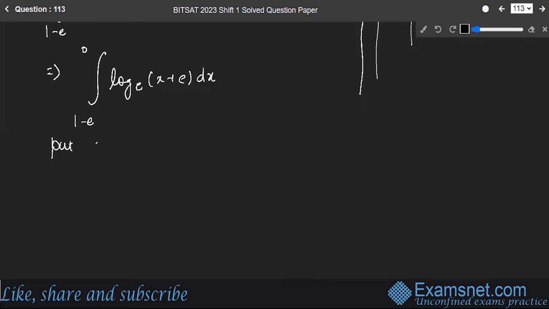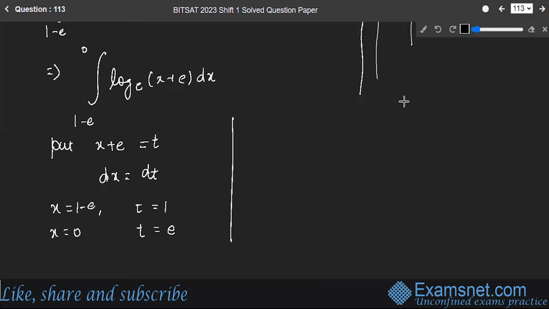Let's put x plus e is equal to t. This gives you dx is equal to dt. So when x is equal to 1 minus e, t will be equal to 1. And when x is equal to 0, then you'll have t is equal to e. Right? Now you know how the limits will be changed.